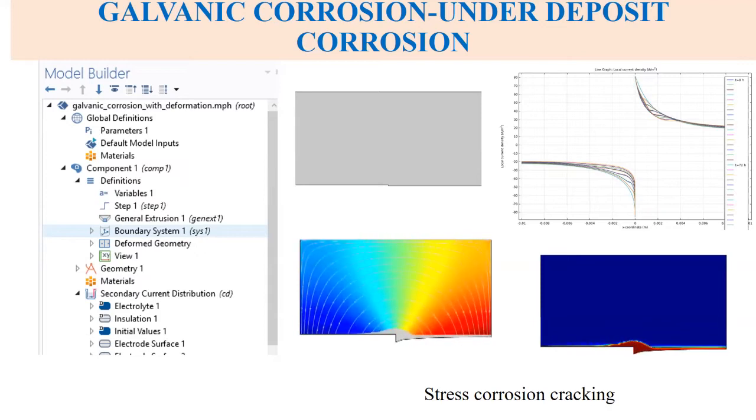So at the end, we should be able to plot the local current density over a period of time, and we should also see the stress corrosion cracking results for this model. So kindly follow to the end, and if there are any questions, please let me know.